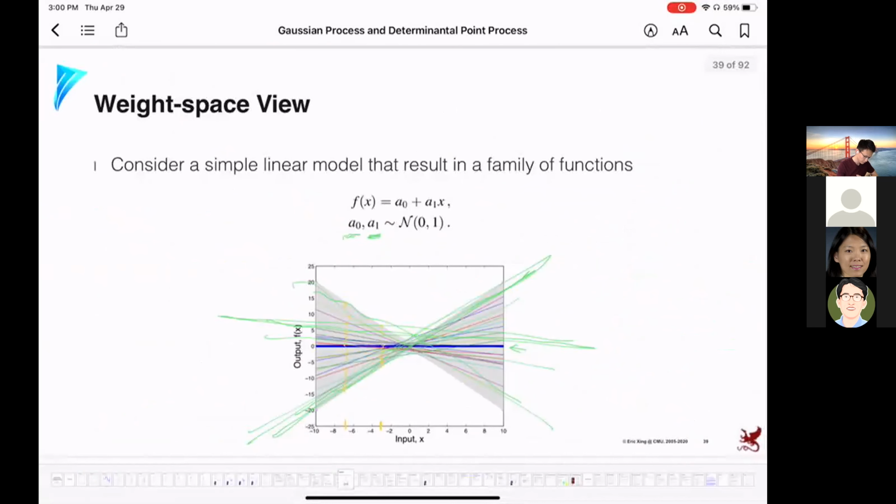I see. So when x is fixed, the output is a random variable. So then if we have 2 inputs x, we're going to have 2 random variables, and that's why we can compute the covariance between those 2 random variables. Yes, that's correct.